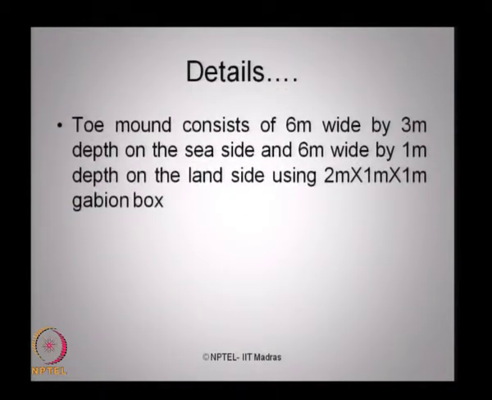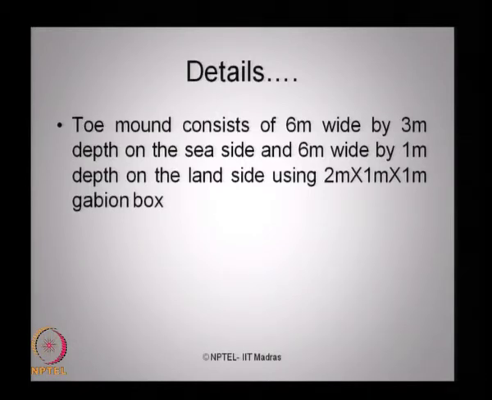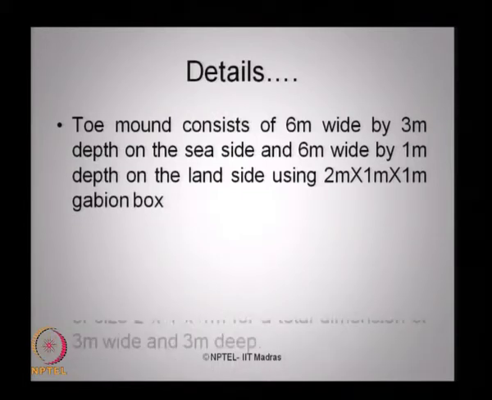The toe mount is also designed to protect the embankment, which consists of 6 meter wide by 3 meter in depth on the sea side and 6 meter wide and 1 meter in depth on the land side, using 2 meter by 1 meter by 1 meter gabion boxes.